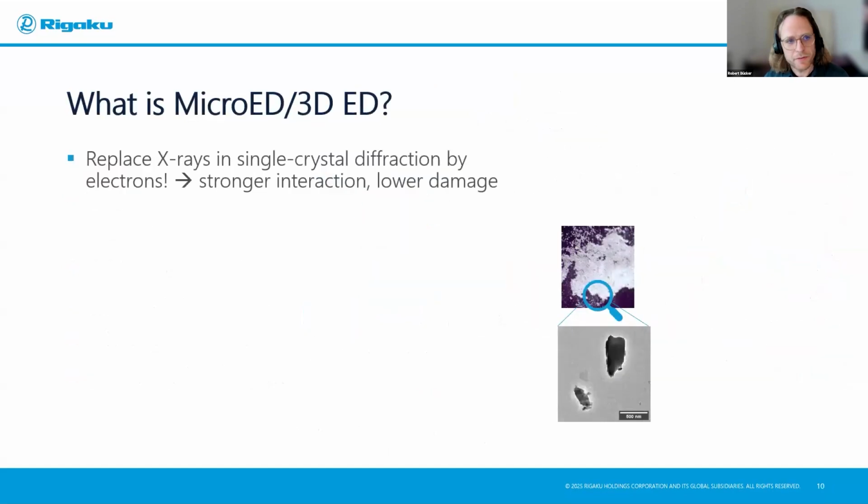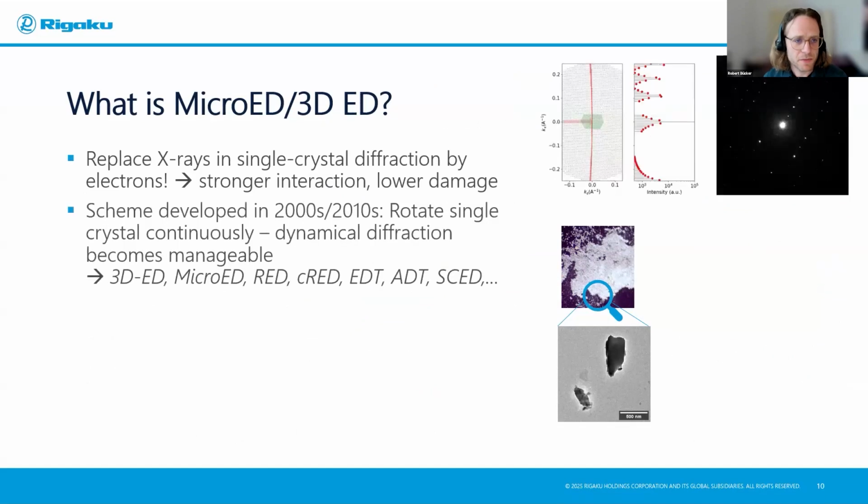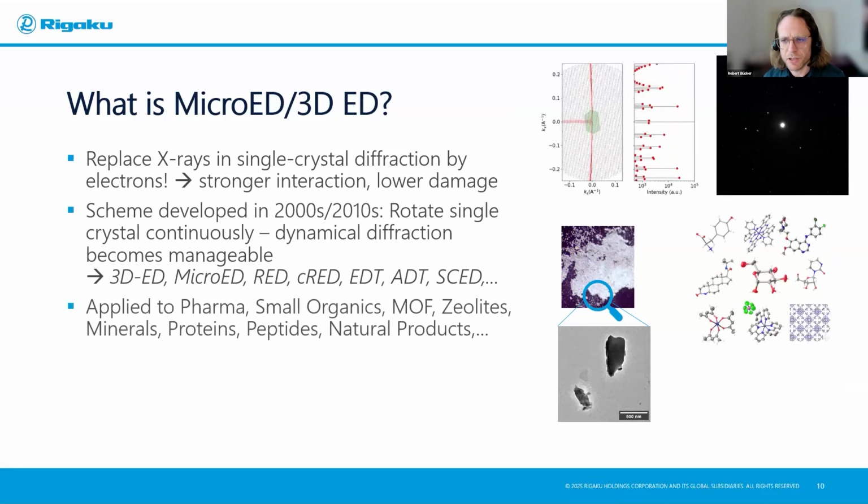So, just to recap, in micro-ED or 3D ED, you replace X-rays in single crystal diffraction by electrons. The modern scheme has been developed in the 2000s and 2010s by just doing it like with X-rays, rotating crystals freely. Dynamical diffraction effects become manageable and structure solution becomes straightforward. And by now it has been applied to pretty much everything that's crystalline, including proteins, even though I won't talk about this today, and a lot of different materials.